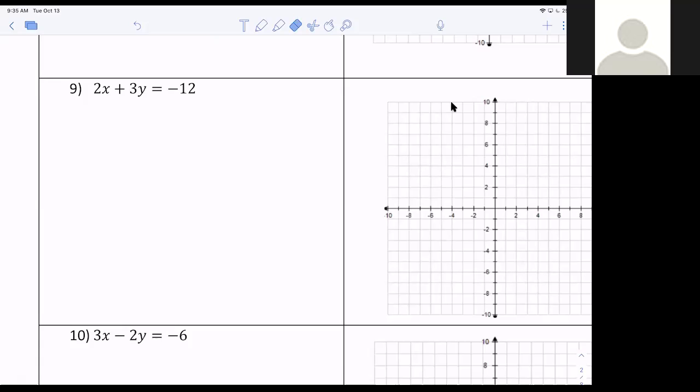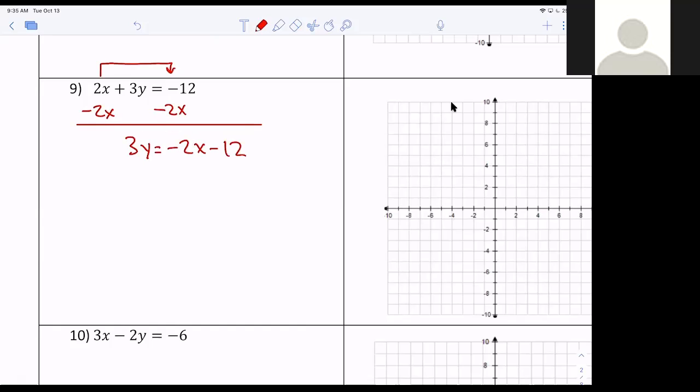I'm moving the x from the left to the right. And when I move it, you have to do what? Subtract it. So here's what I'm doing. I'm subtracting 2x. Anybody have any questions with that? Now I have 3y equals -2x minus 12.